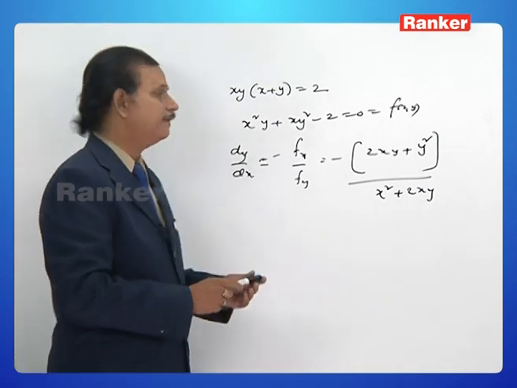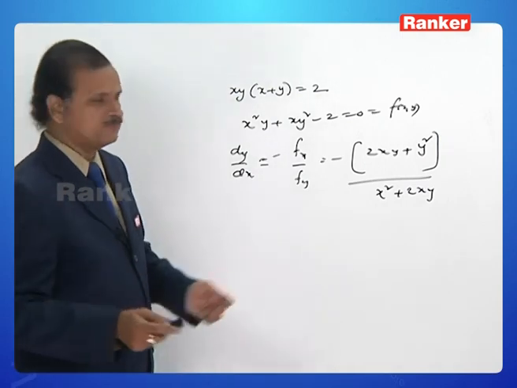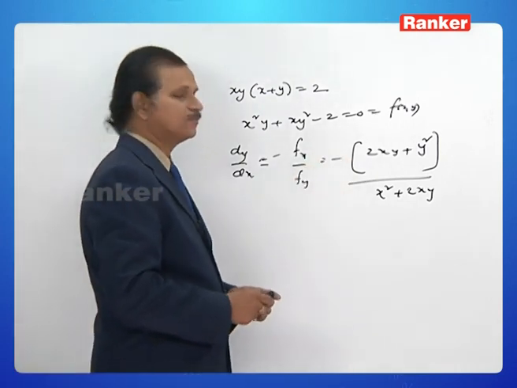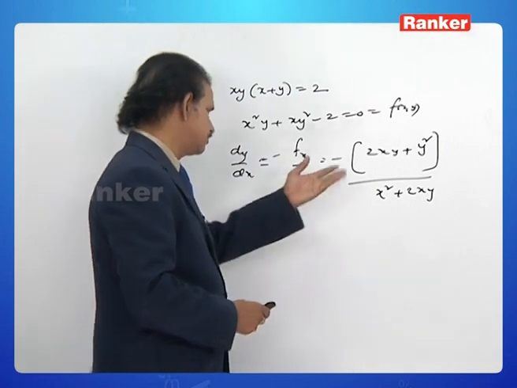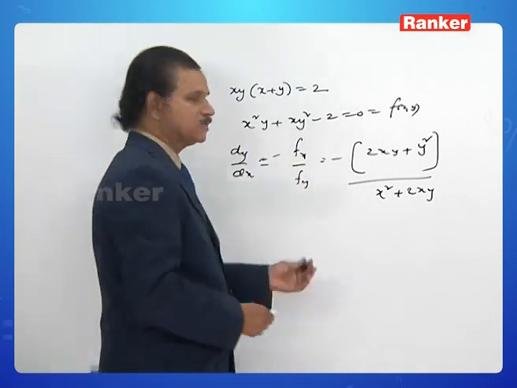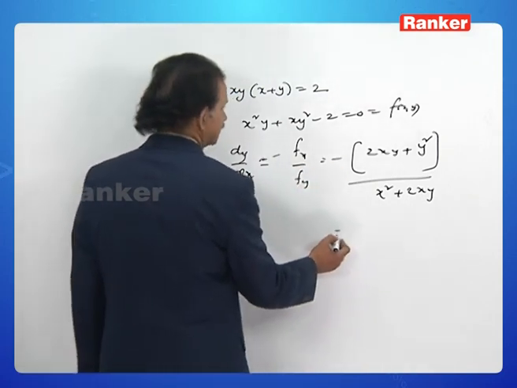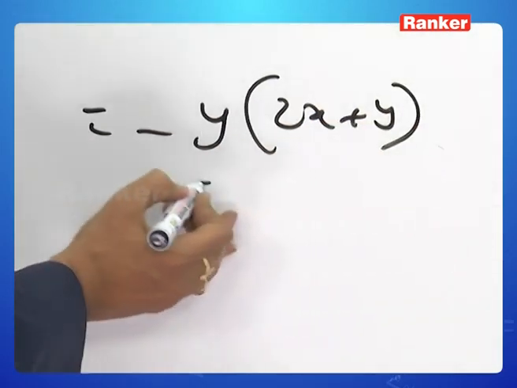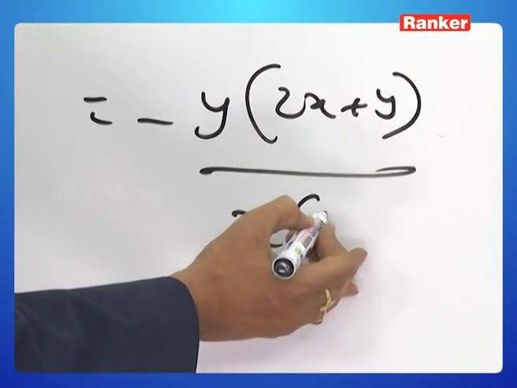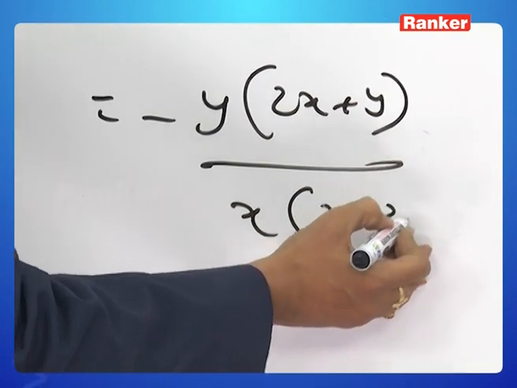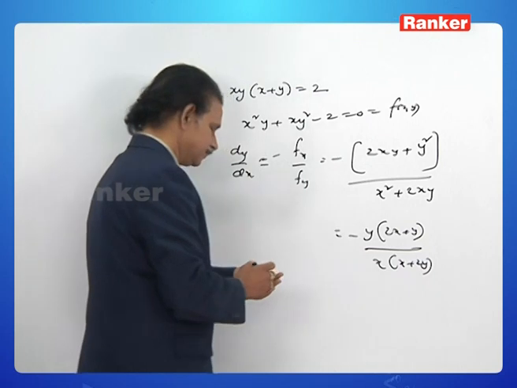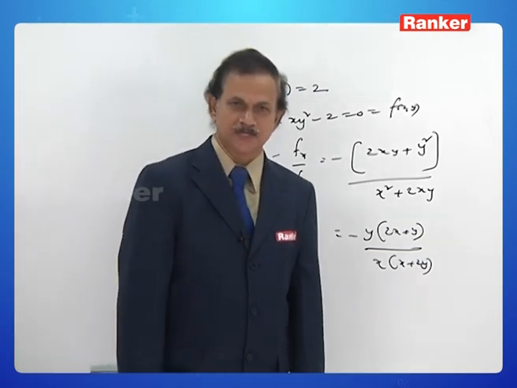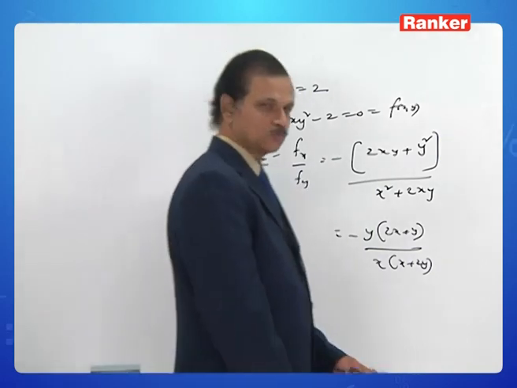That's all the answer. You can still simplify that. That is minus of y into y plus 2x is the numerator, and x into x plus 2y is the denominator. So you can write this as minus y into 2x plus y, that is the answer. Well, next one more function.